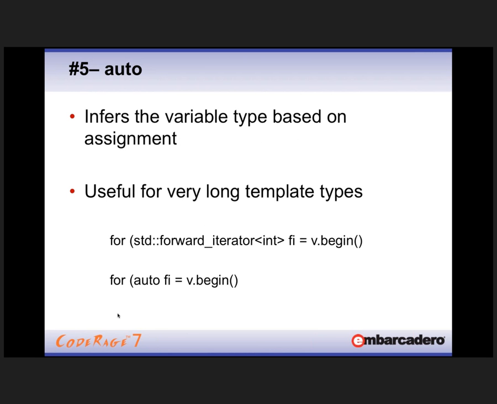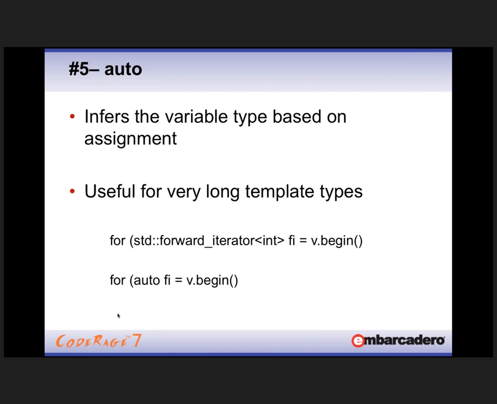So you've seen this keyword auto being used quite a bit now, and this is a big new feature in C++11. Basically, auto is used to infer the variable type based on whatever is being assigned to that variable. Where I find this most useful, and you've seen this already several times in things like ranged for loops, is when you have very long template types.